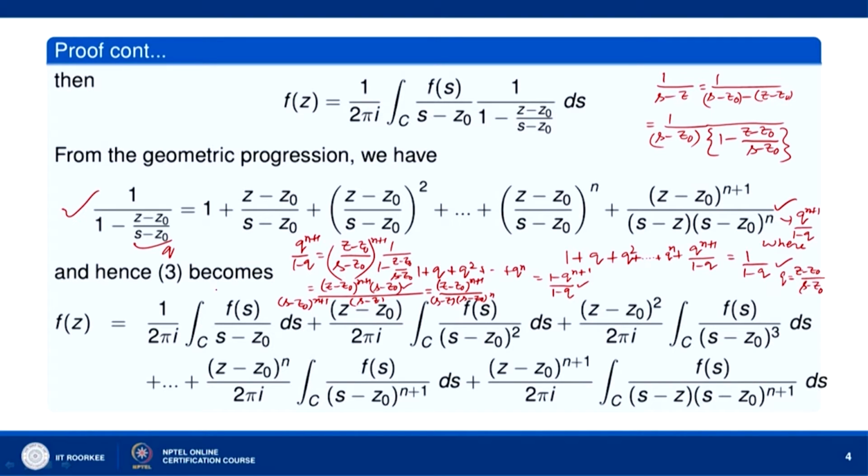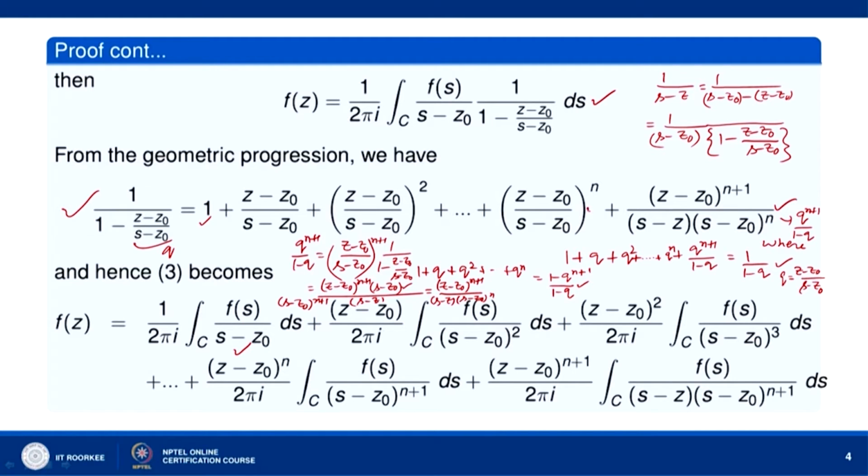Now, when you put this value of 1 over 1 minus (z naught over s minus z naught) using this equation, it gives us f(z) equal to 1 over 2 pi i integral over C f(s) over (s minus z naught) ds. This term corresponds to this one, okay. Then (z minus z naught) over 2 pi i integral over C f(s) over (s minus z naught) whole square ds, then (z minus z naught) whole square by 2 pi i integral over C f(s) ds over (s minus z naught) to the power 3 and so on.